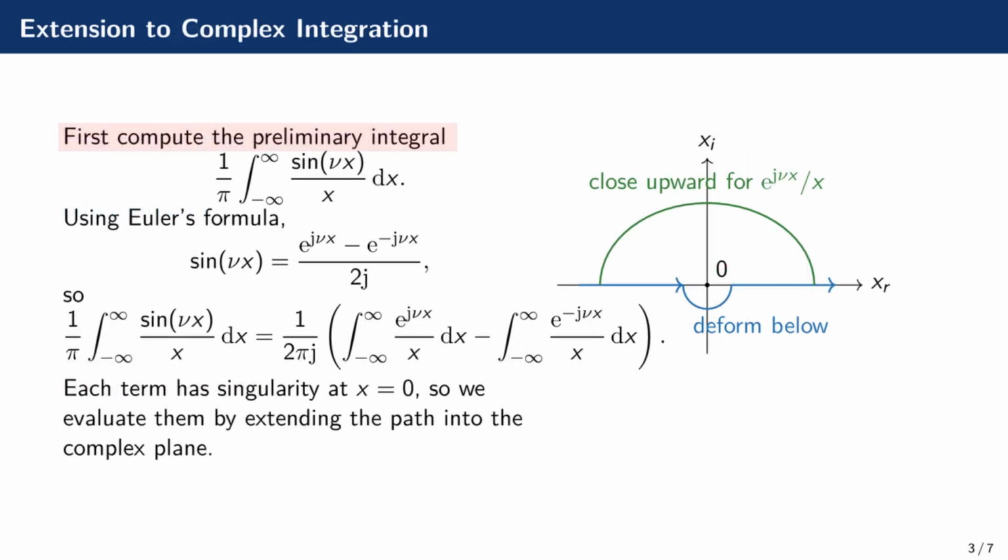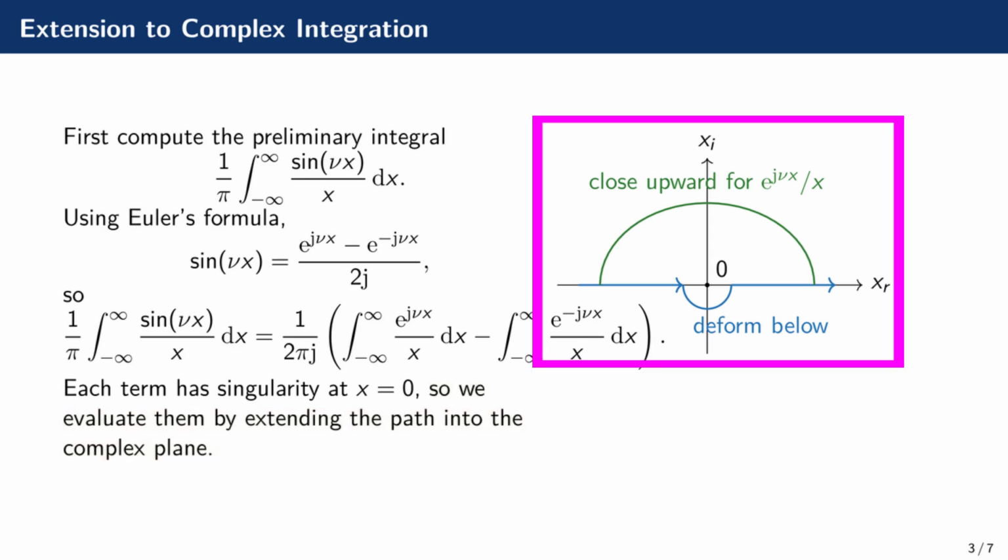First, we compute the integral of the function f_nu(x). Using Euler's formula, sin(nu x) can be written as exp(j nu x) minus exp(minus j nu x), all divided by 2j. So the integral can be separated into two terms. The original integrand, sin(nu x) over x, is not singular at x equals 0. It remains finite there, but once we split the expression into two exponential terms, each term separately has a singularity at x equals 0. So we extend the integral into the complex plane and avoid the singular point.